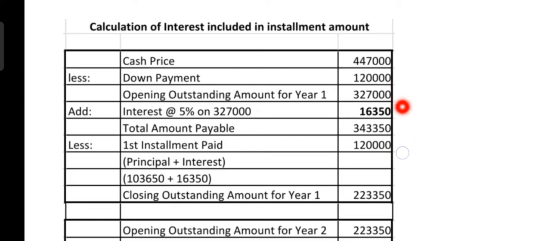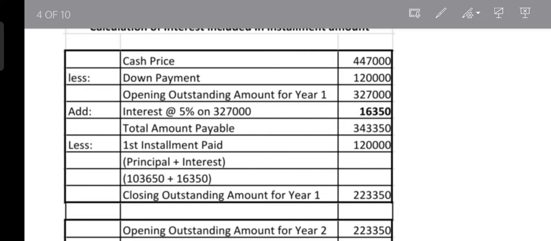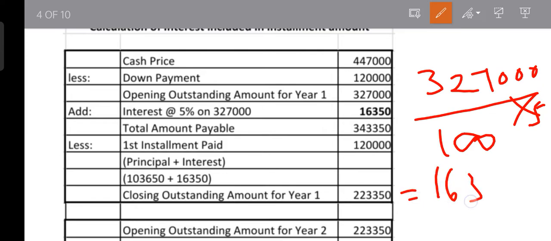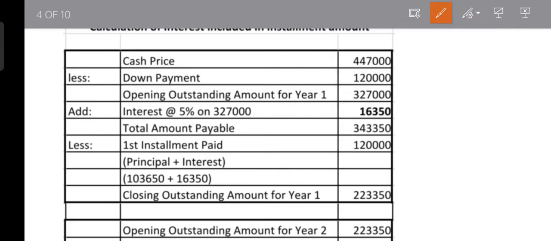At the end of the year we need to pay interest at the rate of 5% on this outstanding amount of 3,27,000. So 5% on 3,27,000 comes to 16,350. How to calculate that, you may already know. That is 3,27,000 divided by 100, into 5, that comes to 16,350. Like this you need to calculate the interest by using the calculator.